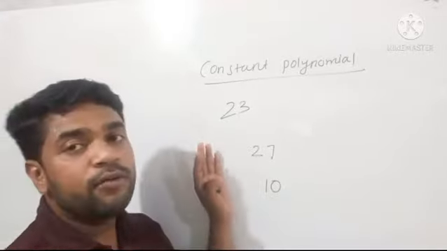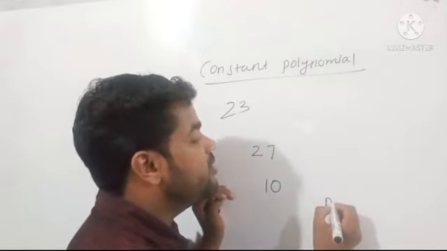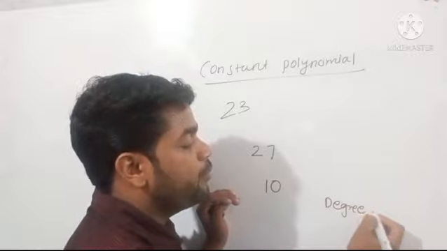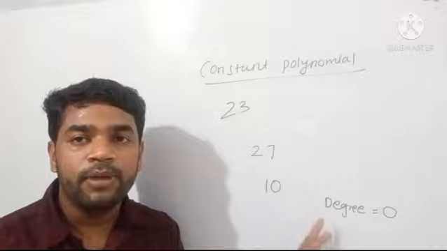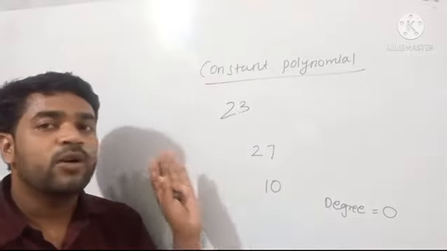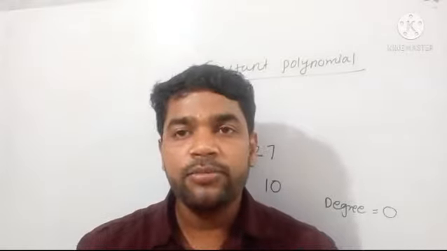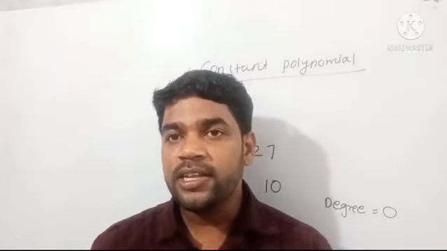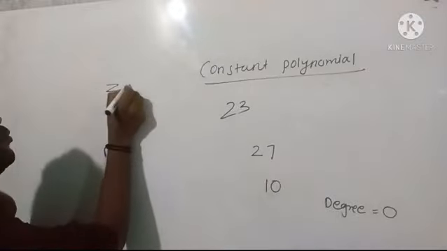And the degree of a constant polynomial is 0. Please note this down and keep it in mind. Degree of constant polynomial is 0. So non-zero constants are called constant polynomial and the degree of a constant polynomial is 0. The next one is what do you mean by zero polynomial?